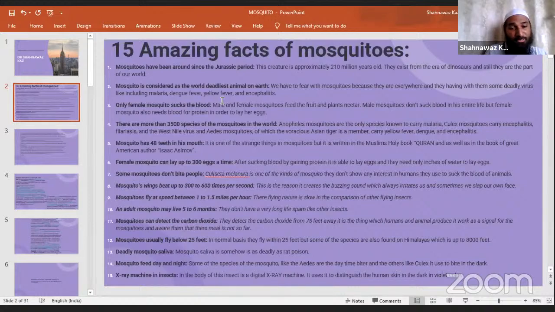Deadly mosquito saliva. Mosquito saliva is somehow as deadly as rat poison. We'll see how that happens. Mosquitoes feed day and night. Some species of mosquitoes are day biters, but some are night biters. They have X-ray machines in the insects. They are like X-ray machines because they are able to scan with the temperatures.